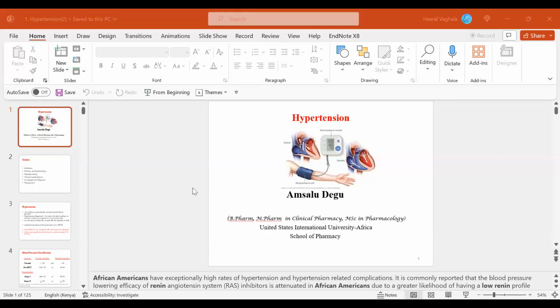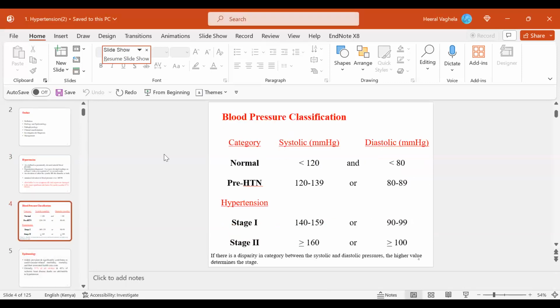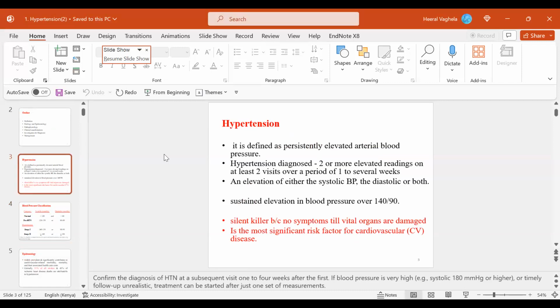Okay, so the first thing that we'll go through is hypertension. So hypertension, we know that normal values range, your BP should be below 120/80. Then when you want to diagnose somebody with hypertension, you have to have two or more elevated readings for at least two visits. That's how you diagnose hypertension.